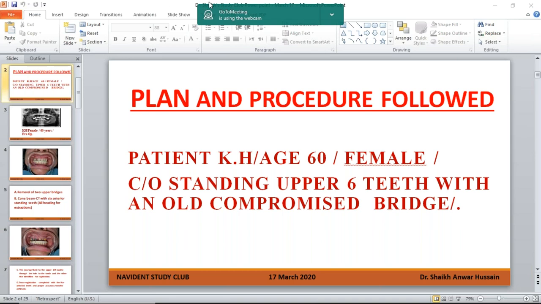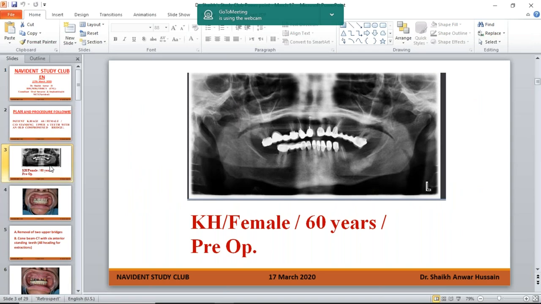Well, welcome back to Abu Dhabi. All right, so my patient today is a 60-year-old female who has only the standing upper 6 teeth and a compromised bridge. She had a situation like this, wherein she had a compromised bridge in the center and was periodontally poor. She had a very badly decayed upper left molar, etc.